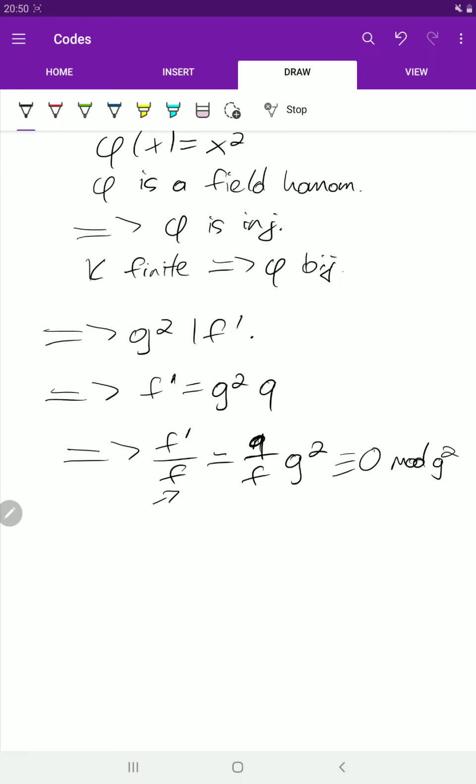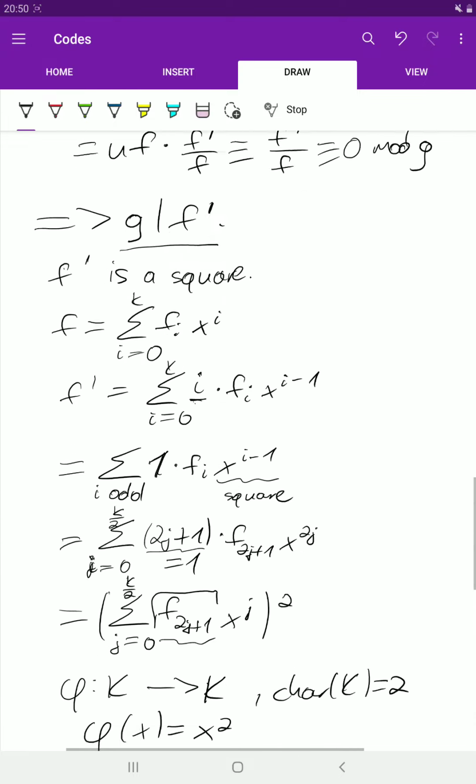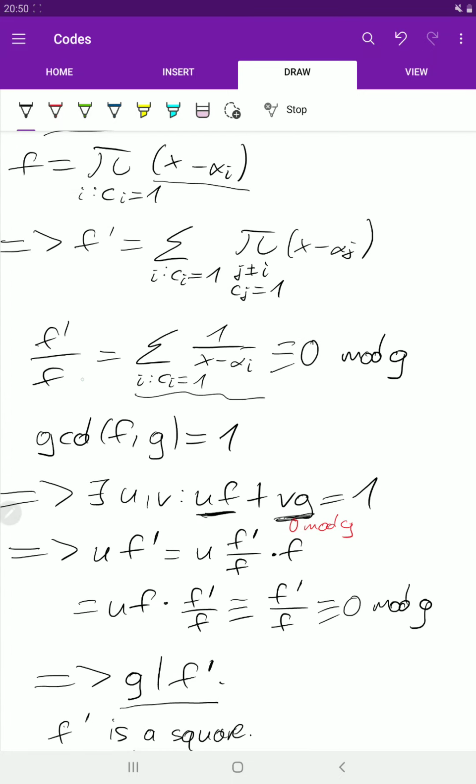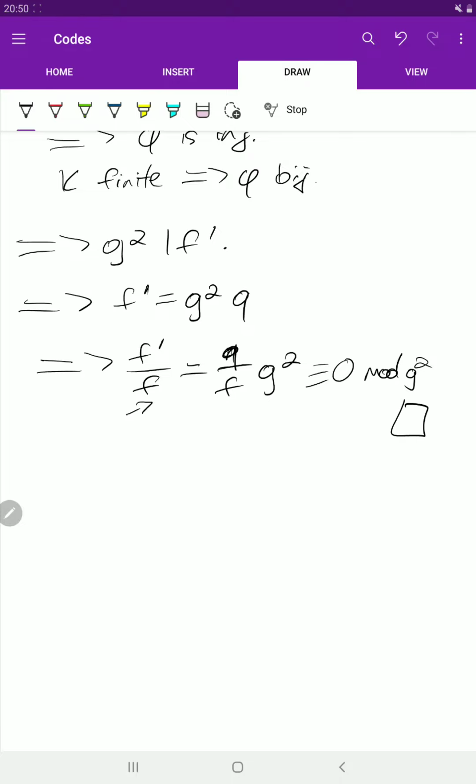So that's what we have here. So we get that from f prime over f being 0 modulo g, f prime over f is 0 modulo g squared, and f prime over f is exactly the thing we want to look at. So that finally finishes the proof.